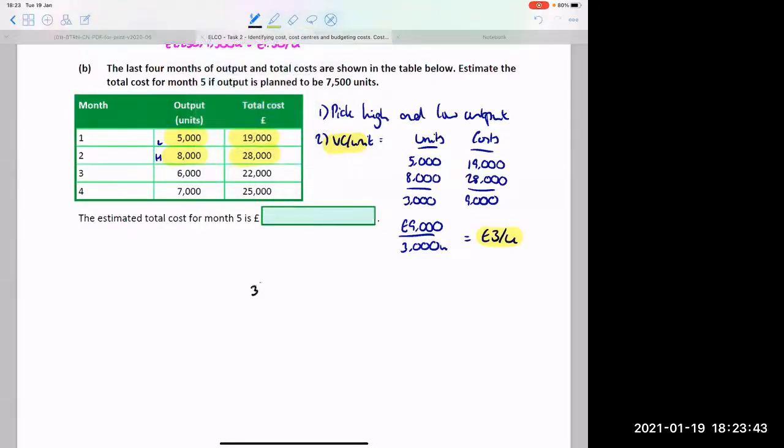Once we've done that, step 3 is to work out fixed costs, and we do this using a total cost equation. Total cost equals fixed cost plus variable cost. There's no other type of costs. You might have semi-variable, but all that means is that some of it is fixed and some of it is variable. We can rewrite this to say total variable cost is the same thing as variable cost per unit times number of units.